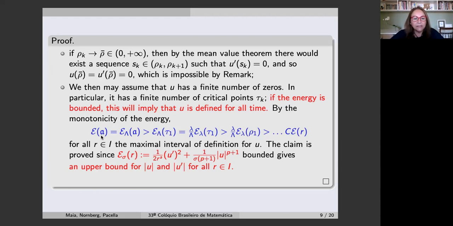bounded by the energy at the initial value a in the interval of r's, the maximal interval of definition of u. The claim is proved since the energy in its expression has u prime and u. So if the energy is bounded, these two numbers are bounded, and therefore by the ODE theory, you have the solution for any real number r bigger or equal to a. And that's how we prove that a solution exists for all r bigger than a. It may change sign, but it exists for all r bigger than a.